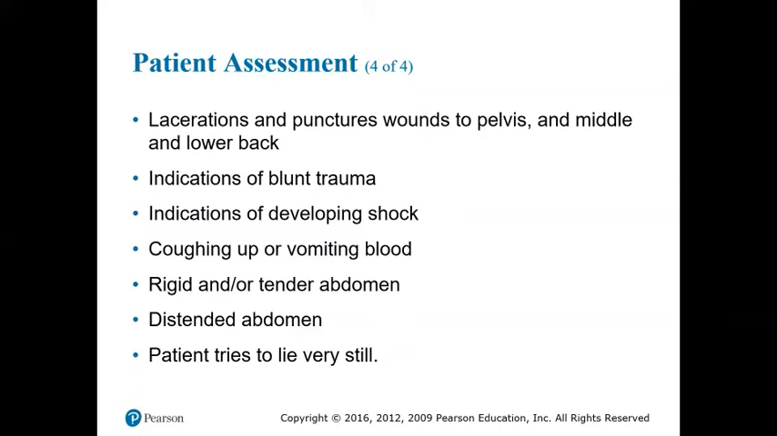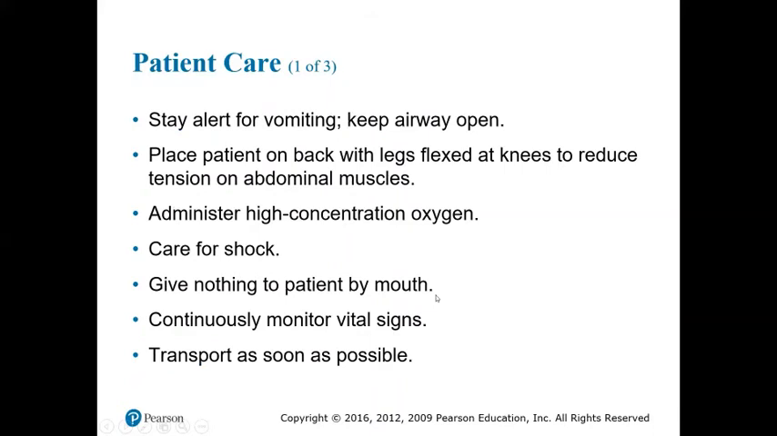All right, coughing up blood, rigid or tender abdomen, distended abdomen, patient tries to lie very still. Stay alert for vomiting. So what do we need to worry about with vomiting? Airway issues, right? So suction. Place the patient on their back with legs flexed at the knees to reduce tension on the abdomen muscles. Administer oxygen if necessary. Care for shock.